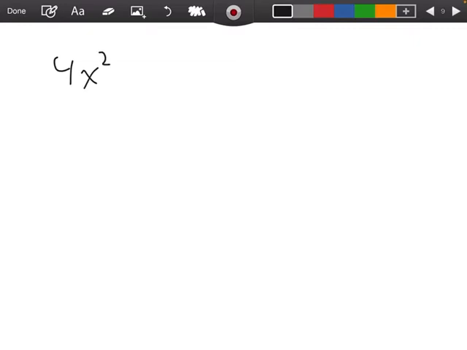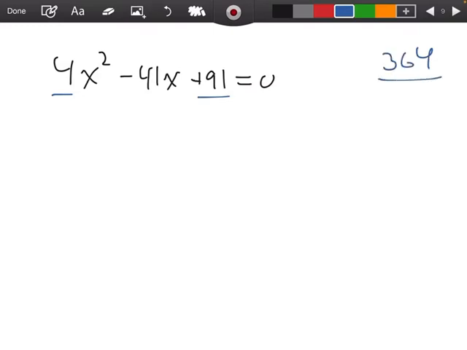So I've got 4x squared minus 41x plus 91 equals 0. Okay, so now what I need to do is factor this thing out. The first thing I'm going to do when I'm going to factor something like this is multiply 4 times 91. It's a pretty big number. Let's see, 4 times 1 is 4, 4 times 9 is 36. So we've got 364. Okay, so now we're going to try to look for the pair of numbers that multiply to 364 but give us a negative 41.